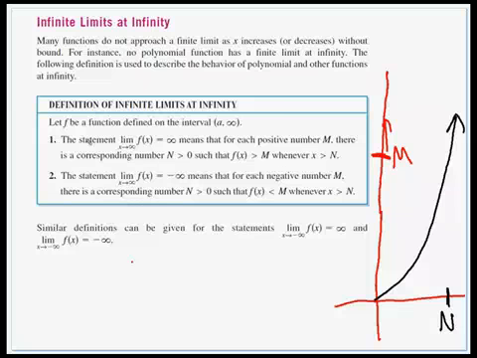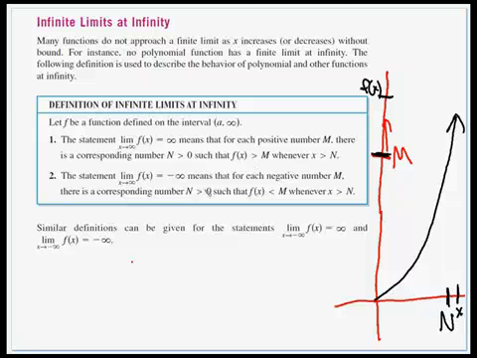So again, let's read it again. The statement, the limit of f of x as x goes to infinity equals infinity, means that for each positive number m, again, you're picking some number on the y-axis, for any positive number m on the y-axis, there is a corresponding n value down here on the x-axis, such that f of x, my output, is going to be greater than the m value that you want whenever you use the x value here bigger than n that I gave you.